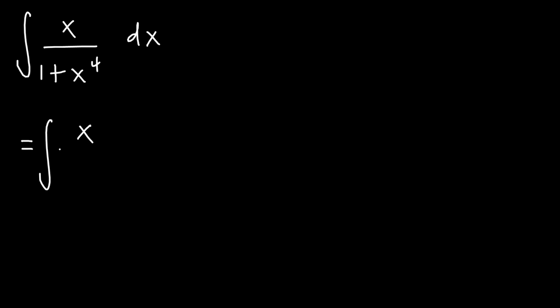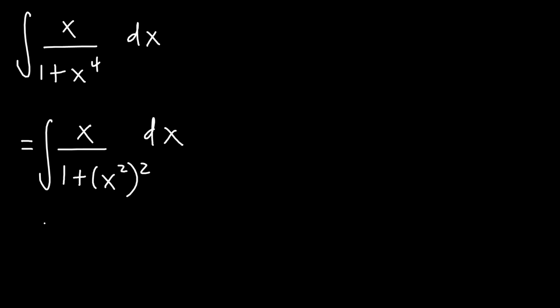Now we try out this. Solve the integral of x divided by 1 plus x to the power of 4 times dx. Now this can also be written as the integral of x divided by 1 plus x to the power of 2 raised to the power of 2 times dx.